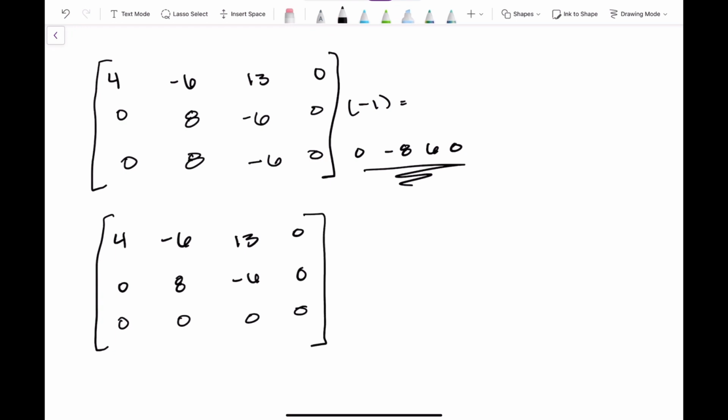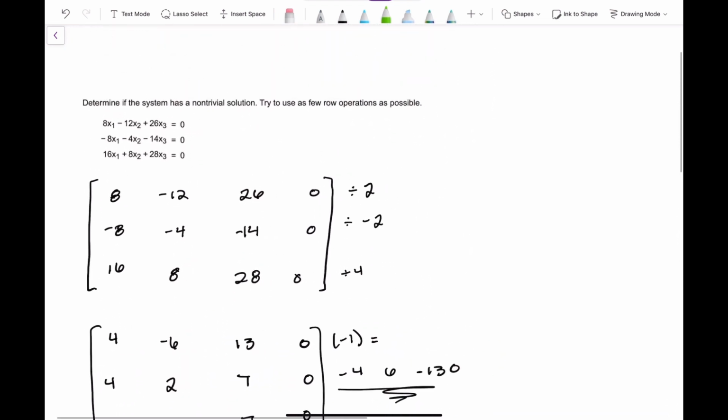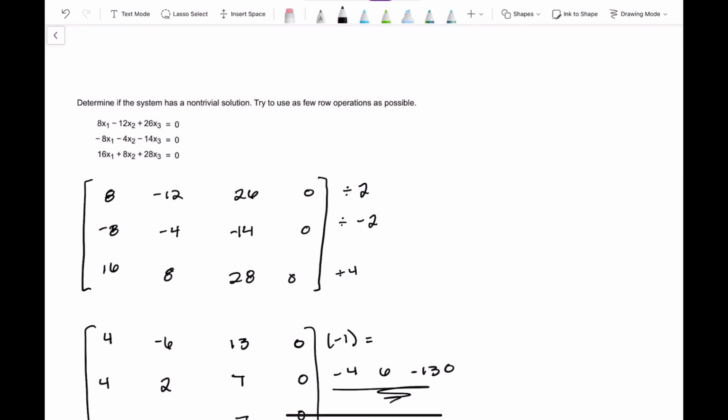So then here it's in echelon form, and I have pivots in the first two columns, 4 and 8, but in this third column, I don't have a pivot. So I know from the problem that the variables for the columns are x1, x2, and x3. Here we go, x3. So I know since x3's column doesn't have a pivot, that x3 is free in the solution. So knowing this, I can determine that the system does have a non-trivial solution because one or more of the variables are free. So yes, the system does have a non-trivial solution.